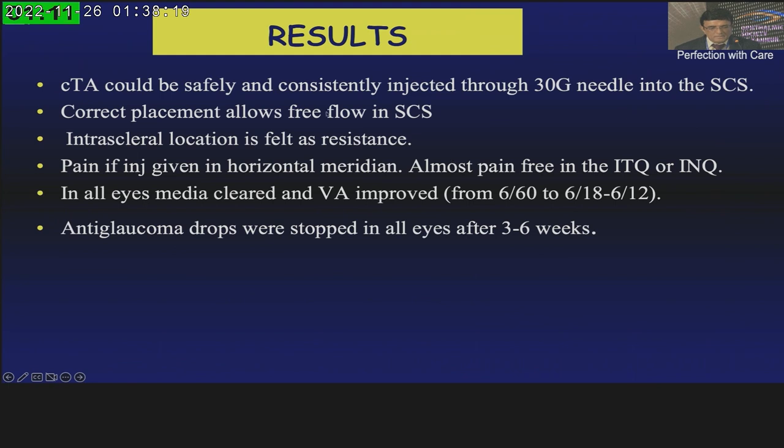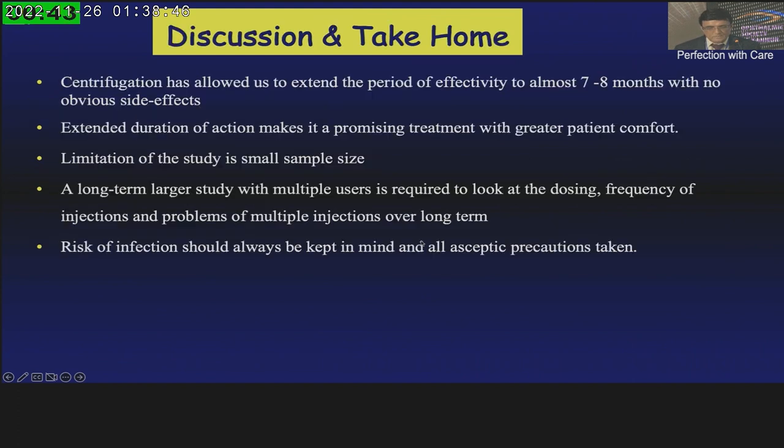From this, we found that centrifuged triamcinolone could be safely and consistently injected through a 30-gauge needle. The moment you are in the correct plane, the suprachoroidal space, the drug flows. If there is resistance, you are not in the correct plane. If you inject in the horizontal plane, there will be pain, so do not inject in the horizontal plane. We put the patients on anti-glaucoma drops, but they will generally stop them in about 3 to 6 weeks. So centrifugation has allowed us to extend the duration of action to almost 7 to 8 months, and it seems to be a promising treatment.